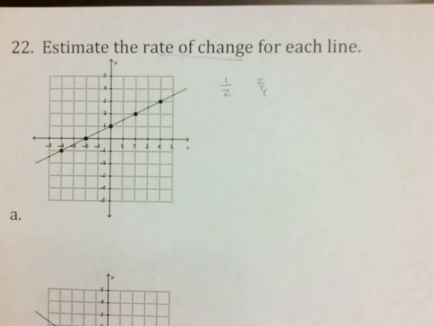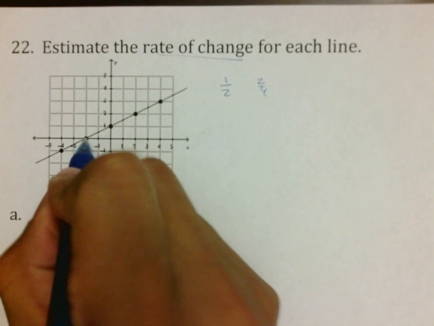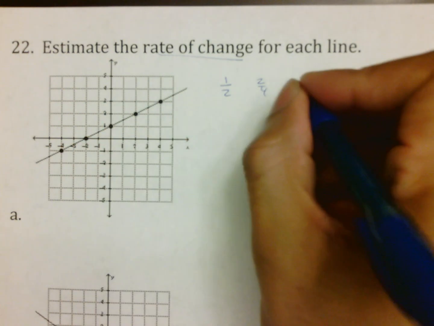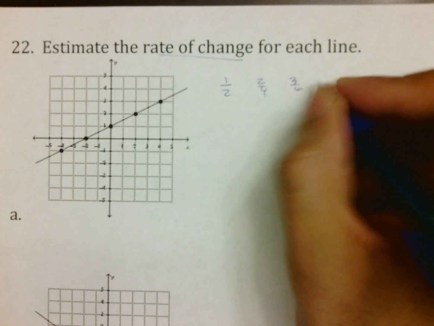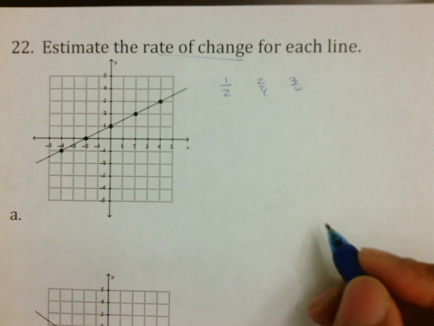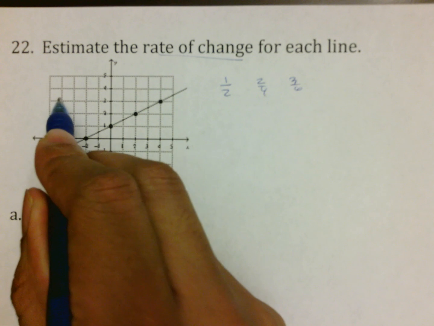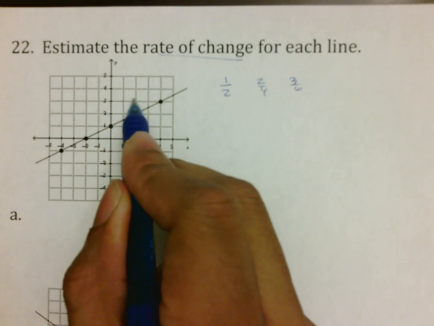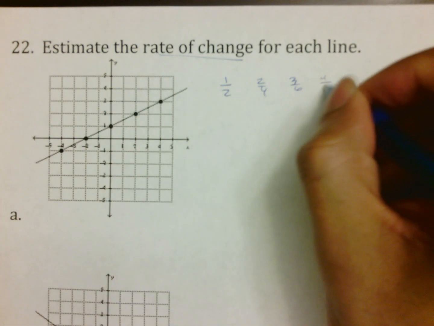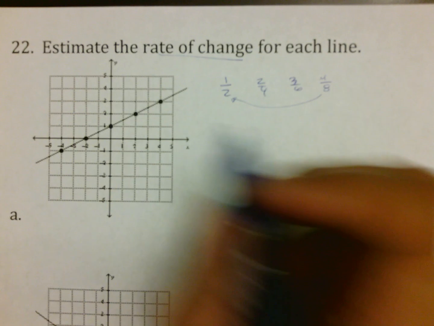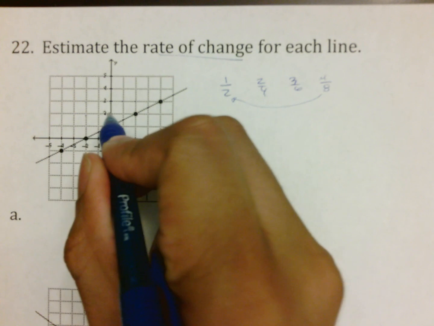it's still 1/2. I could start from this point and go up 1, 2, 3 over 1, 2, 3, 4, 5, 6. That's 3 over 6. And of course you should see that 3 over 6 is the same as 1/2. You can start this one and go 1, 2, 3, 4, over 1, 2, 3, 4, 5, 6, 7, 8. That would be your rise over run, which again is the same as 1/2. Same thing for this, up 2 over 4.